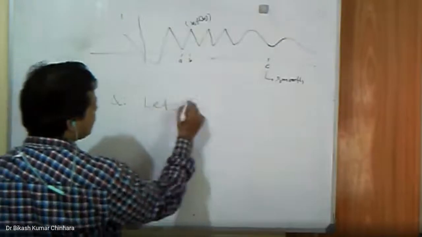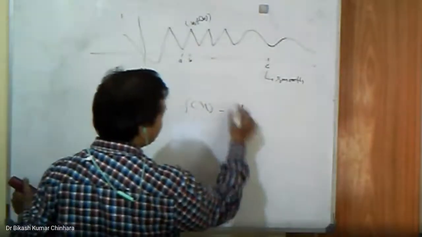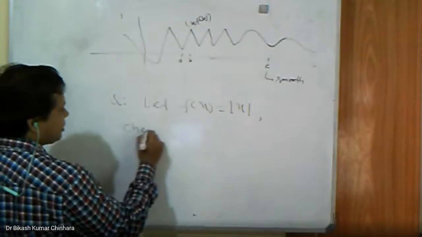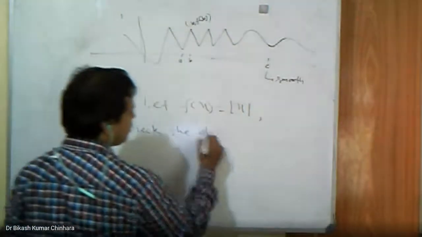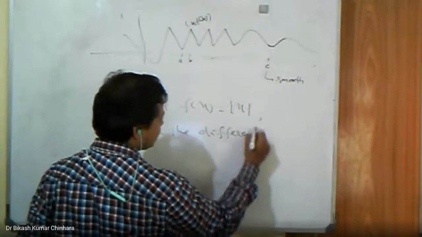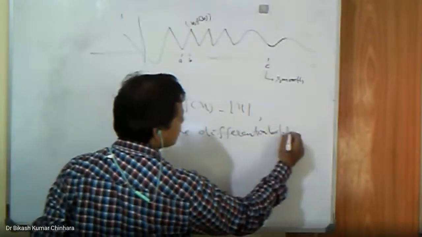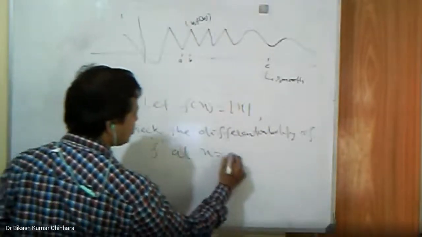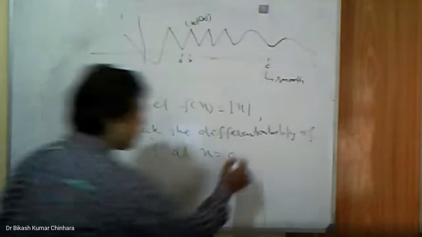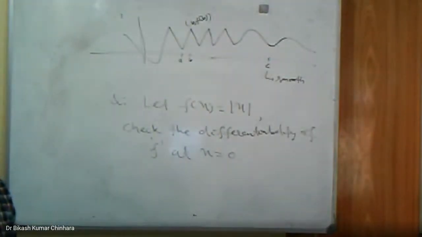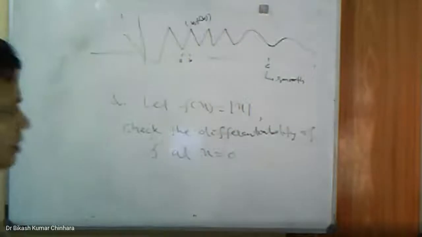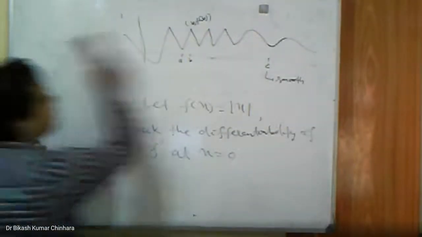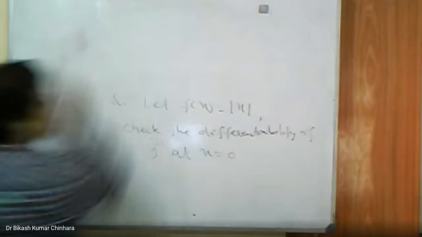Let f of x is equal to mod x, and you have to check the differentiability of f at x is equal to 0. From the geometry, I can also guess. Yes, from the geometry, I can guess. So from the geometry, how can I guess? I have to plot this graph. How can I plot this graph?